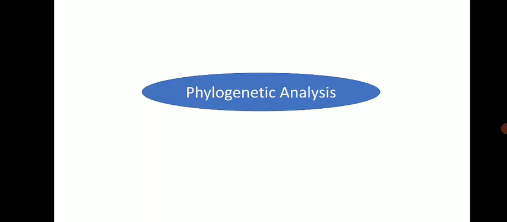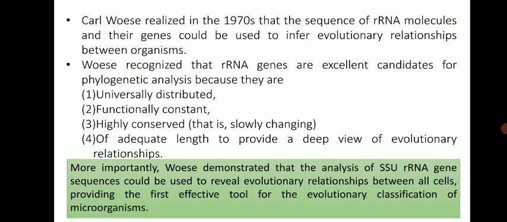among the microorganisms. Carl Woese was the first who realized, in 1970, that the sequence of RNA molecules and their genes could be used to identify evolutionary relationships between microorganisms. The basic theme behind this technique is that by using phylogenetic analysis, we can calculate evolutionary relatedness among the microorganisms. And the main molecule for this analysis is the ribosomal RNA genes.